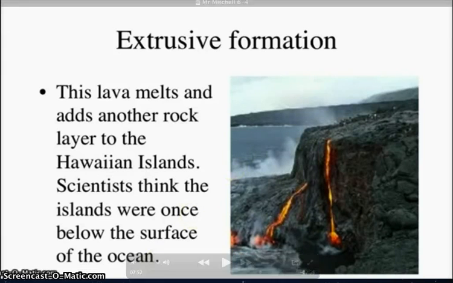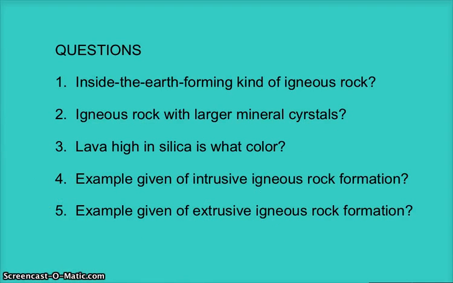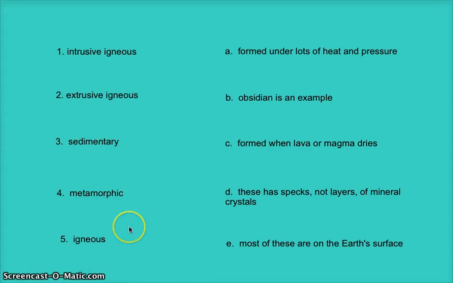Okay. I do actually have a little bit more to this video. I have what appears to be a quiz, but you don't have to write these down. But since we've had a couple of videos on rocks, I'd like for you to see if you can figure out the answers to these. The first one says intrusive igneous, extrusive igneous is 2, then sedimentary, metamorphic, and igneous. Let's see what these are.